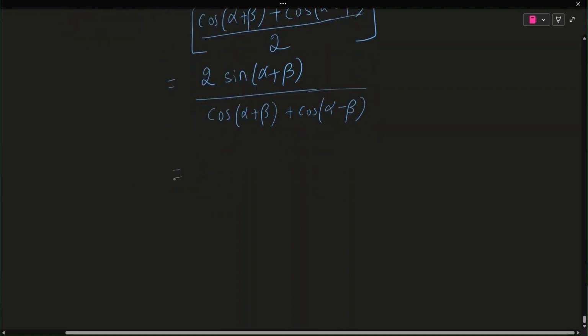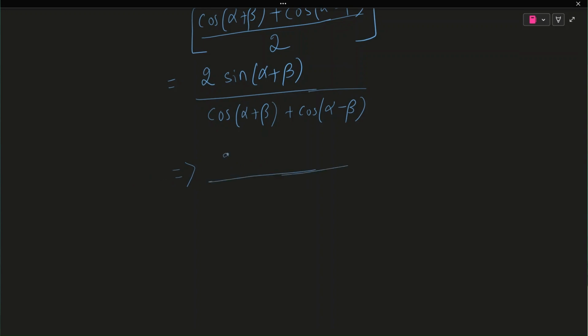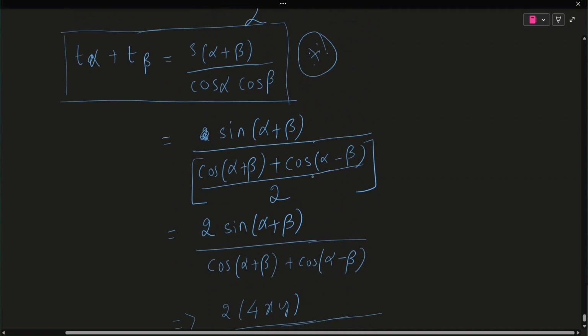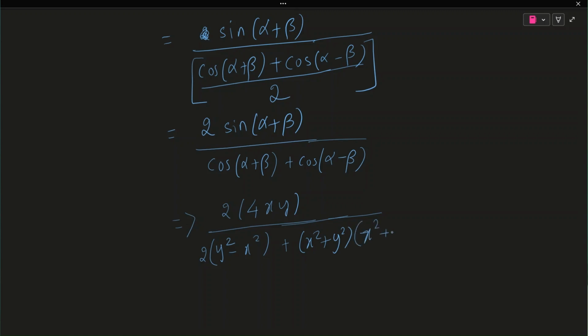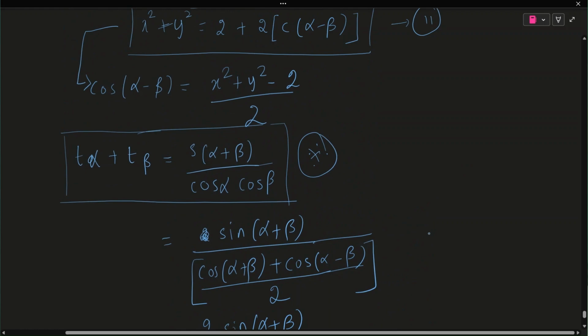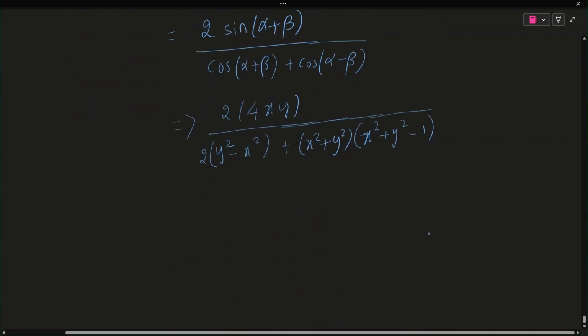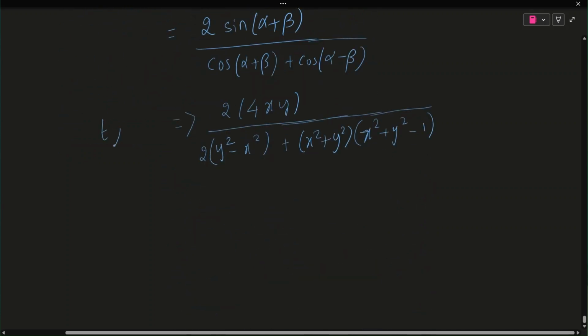If we substitute in terms of x and y, we would get, finally, after solving all those things, 2 into 4xy divided by 2 of y square minus x square plus, so alpha plus beta while substituting, I will get this, and then after solving, x square plus y square into x square plus y square minus, you'd end up getting tan alpha plus tan beta like this.